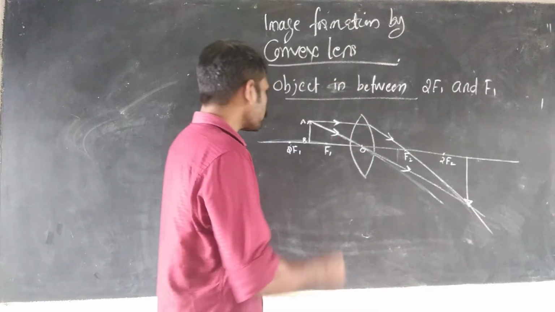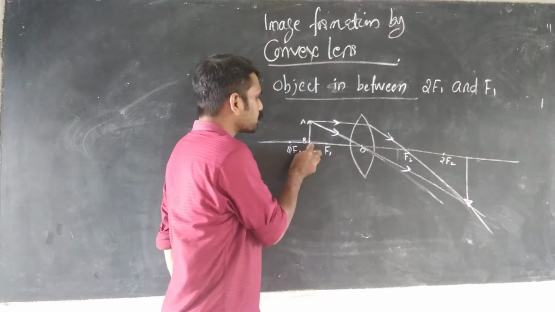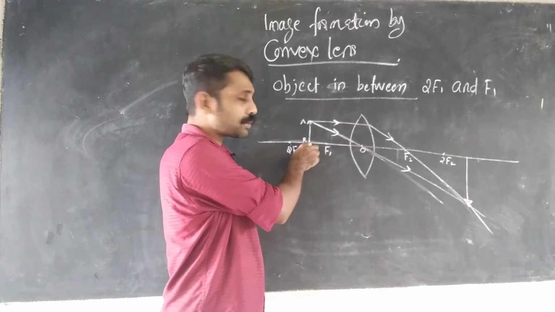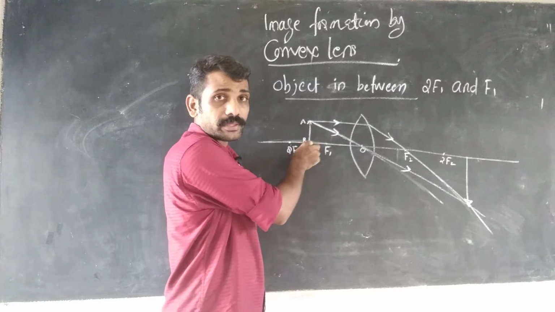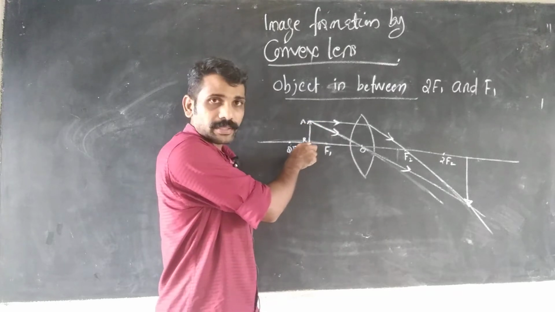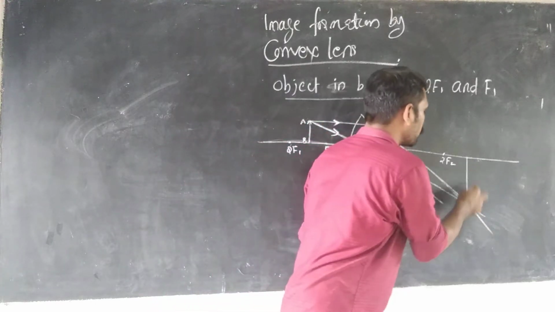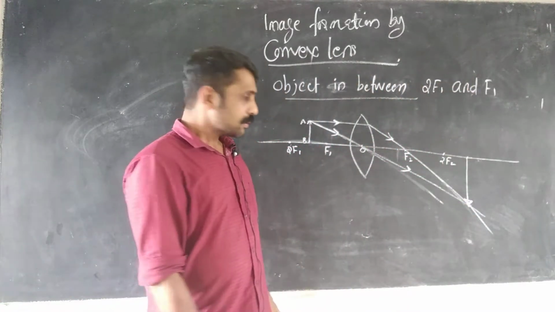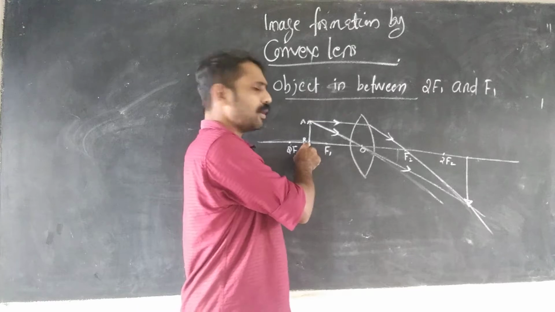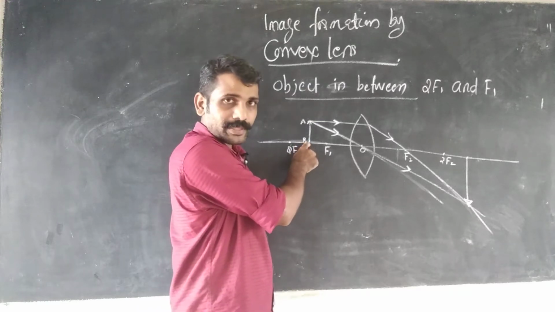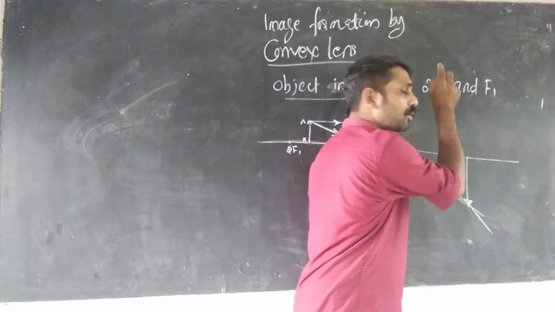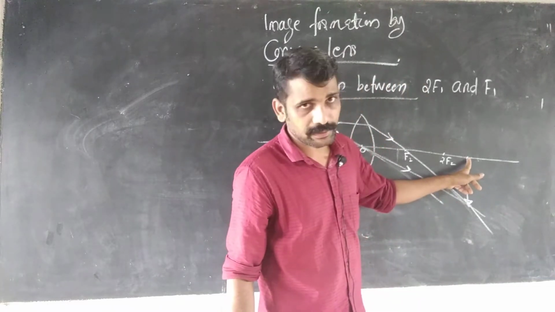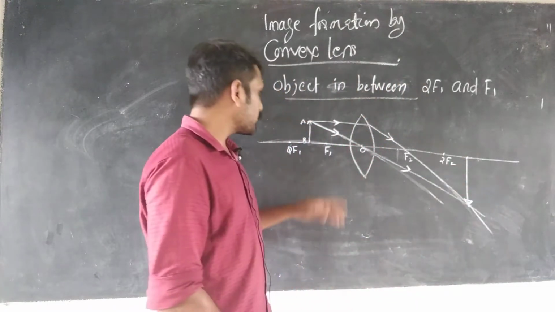And then next, here B is situated on the principal axis. B means leg. The leg of the object is placed on the principal axis, so the leg of the image will also be placed on the principal axis. Understand? Here the leg of the object is on the principal axis, and here also the leg is on the principal axis.